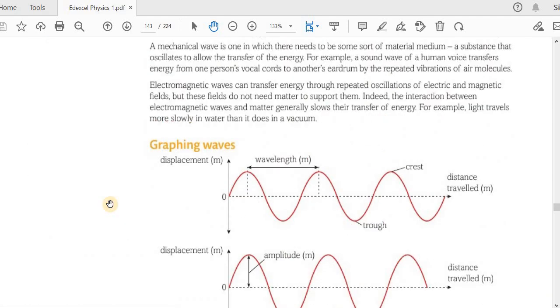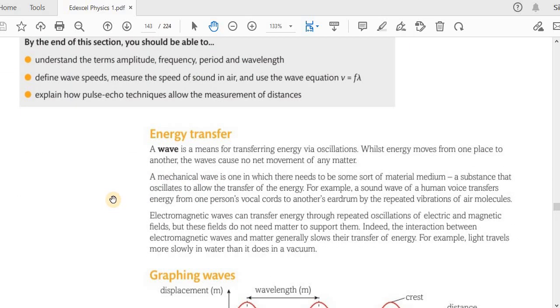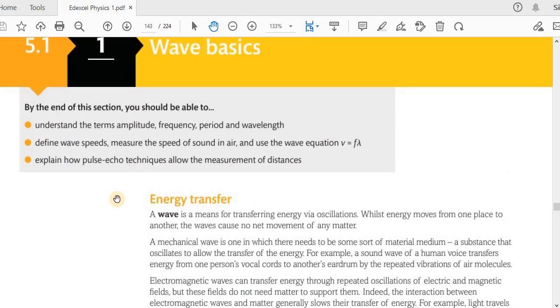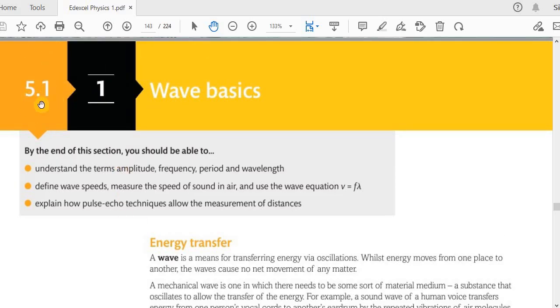Okay, let's go to the beginning. So what is a wave? I mentioned that earlier when we went through the definitions towards the end of this subchapter. So this is chapter 5.1.1, wave basics. By the end of this section you should be able to understand the terms amplitude, frequency, period and wavelength. Now you have learned that already. Define wave speed: v equals f lambda was used. Measure the speed of sound in air and use the wave equation, v equals f lambda. Speed of sound in air.